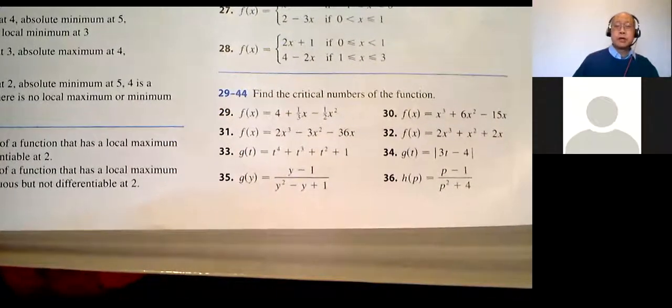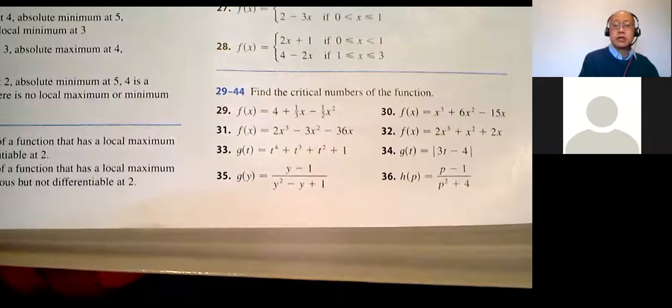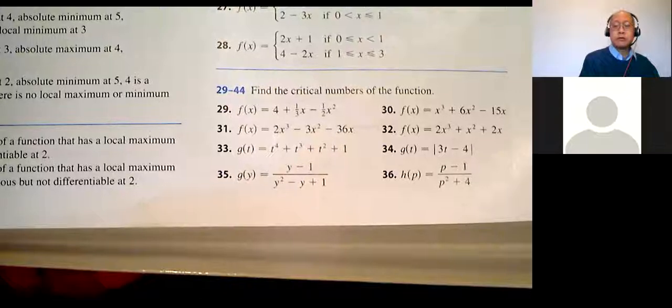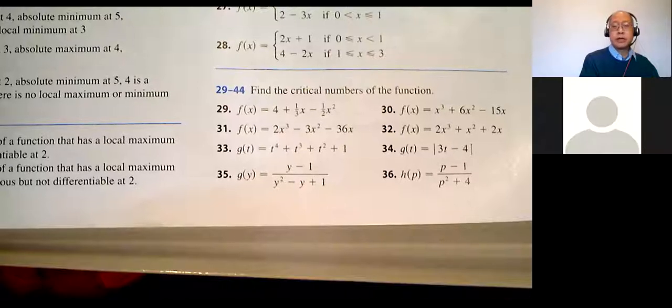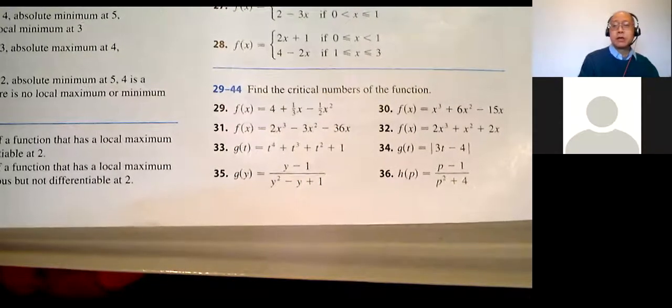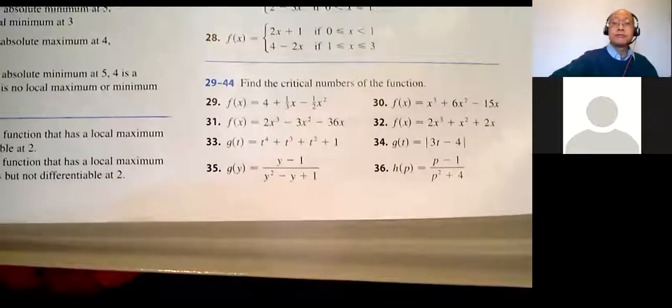Okay, so 31, 2x cubed minus 3x squared minus 36x. Take the derivative, set it equal to 0, solve. I can go ahead and tell you there should be 2. I think there's 2 anyway. But worst comes to worst, you can check the answer in the back of the book. Okay, when you type it in the chat, then you may leave.